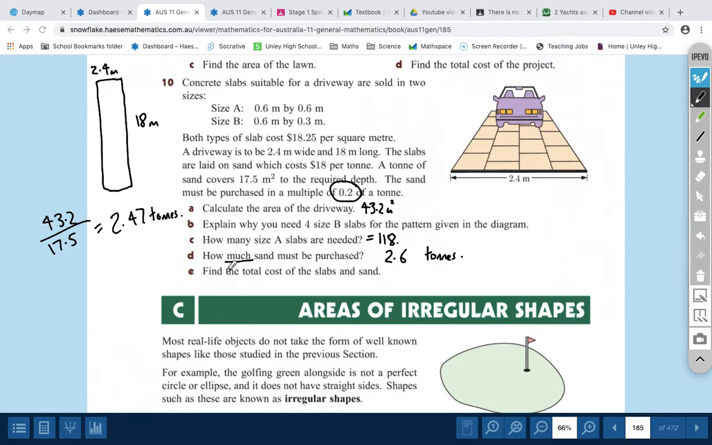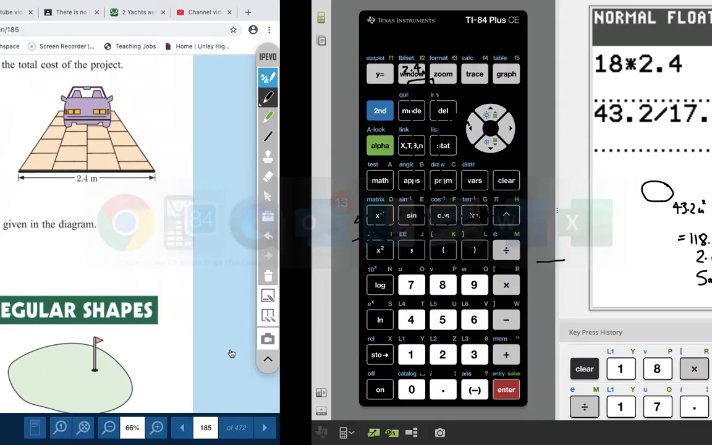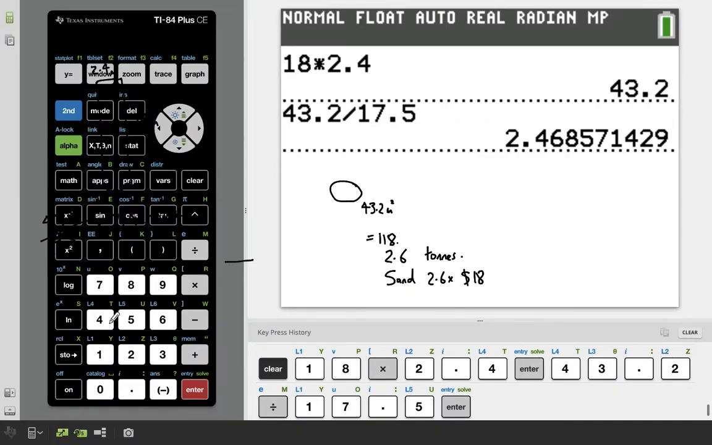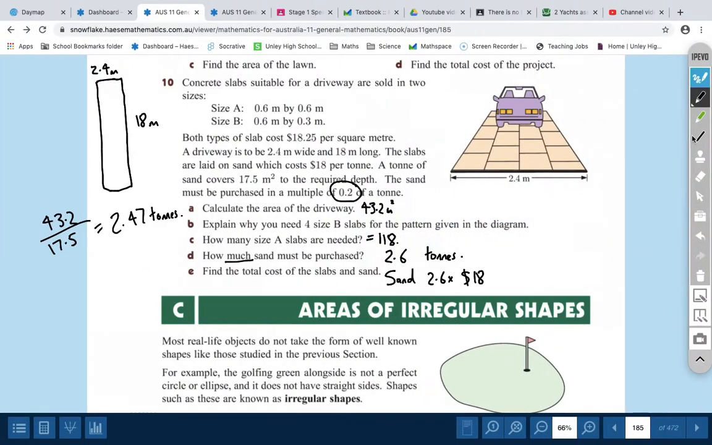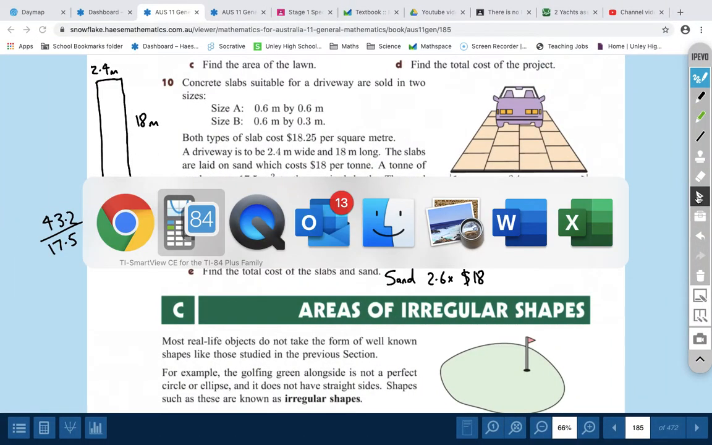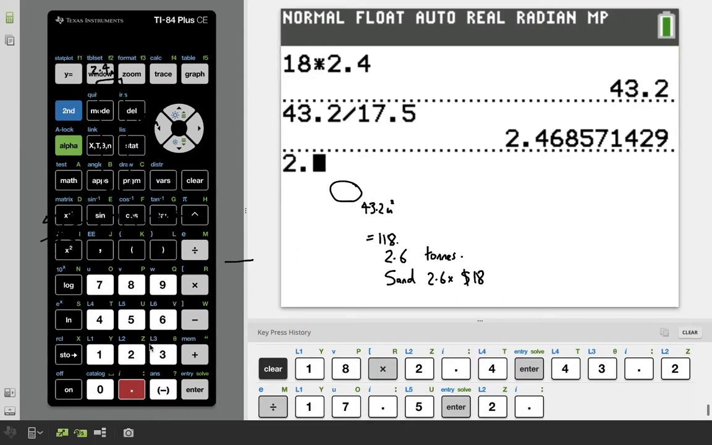All right, so let's look at the last bit, the total cost. So the sand, well, that's 2.6 times, how much is it a ton? 18 a ton. All right, I'm going to go to the calculator for that. 2.6 times 18. Clear this. Oh, no, I've still got my pen. I need a cursor. Right, 2.6 times 18. What do we get here?